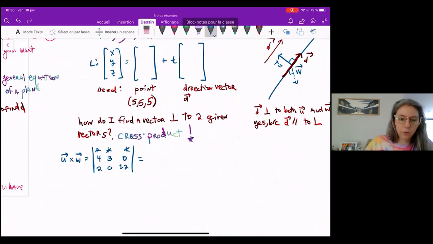So this is going to be... cross out the first column and we get 36 minus 0. Cross out the second column and I get 48 minus 0, but I've got to stick a negative in front of it. Cross out the third column and I get 0 minus 12. And that will be my direction vector.